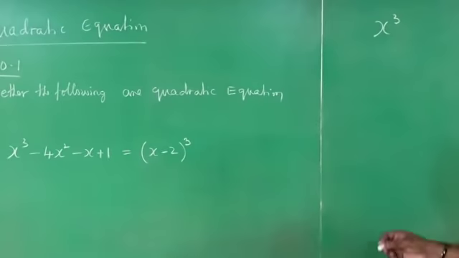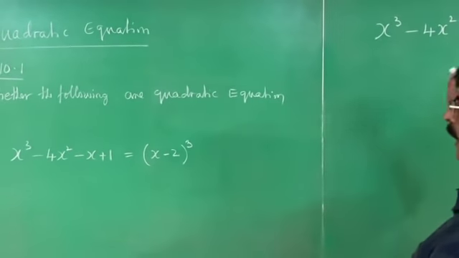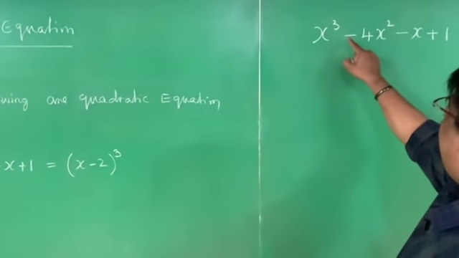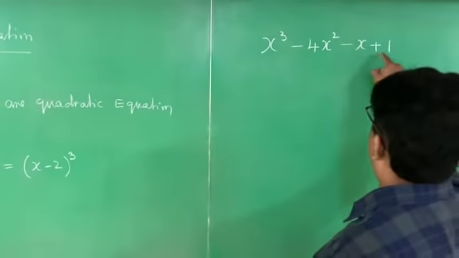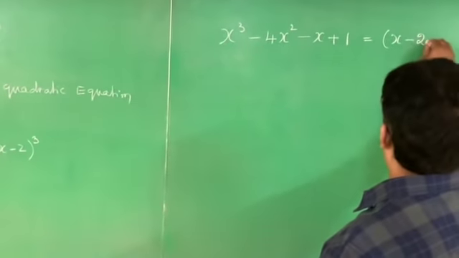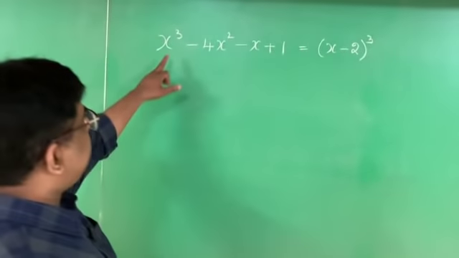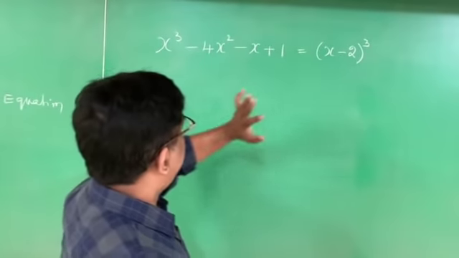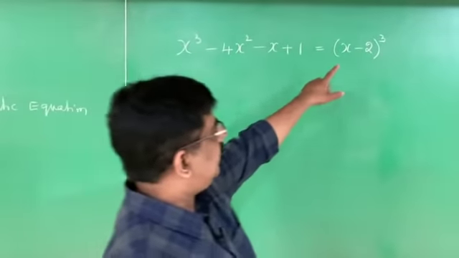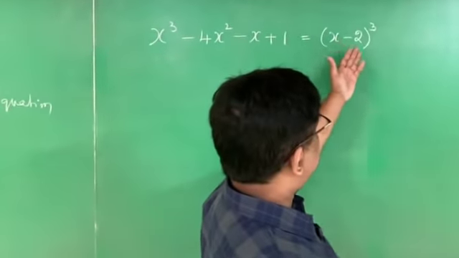See, the problem is x cube minus 4x square plus 1. By mere seeing you can't learn mathematics. You have to write along with us. x cube minus 4x square minus x plus 1 is equal to x minus 2 whole cube. See, this side there is nothing to simplify because it is kept in the simplified form. Whereas this side, RHS, is in the form of a minus b whole cube.